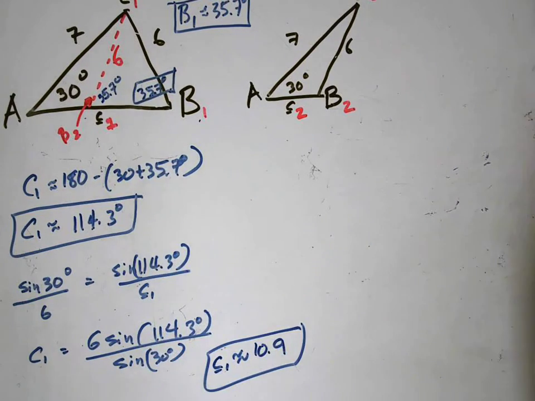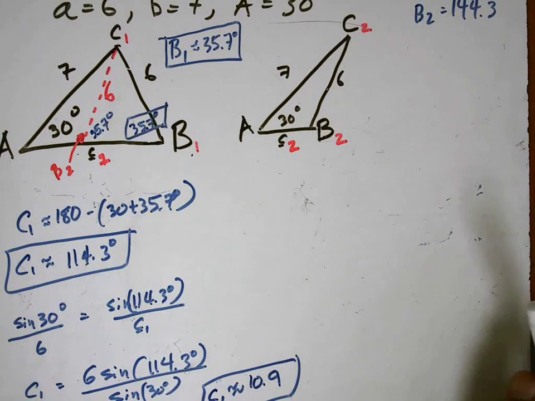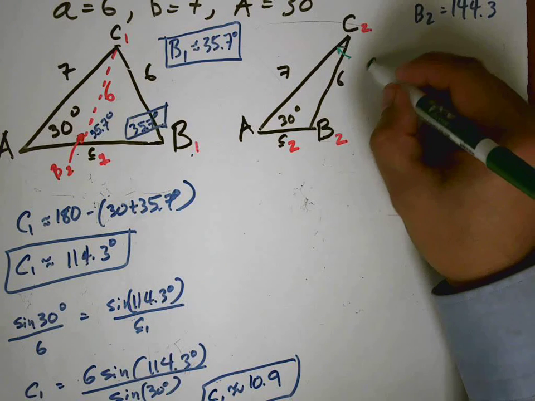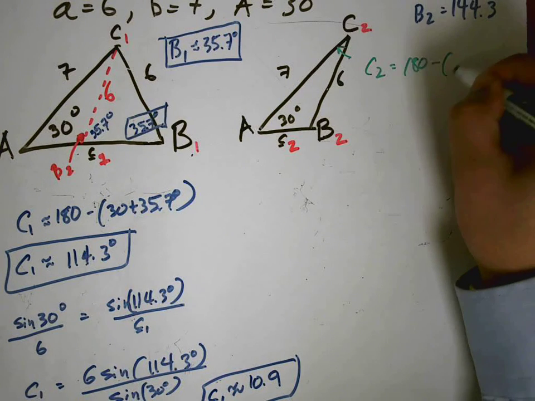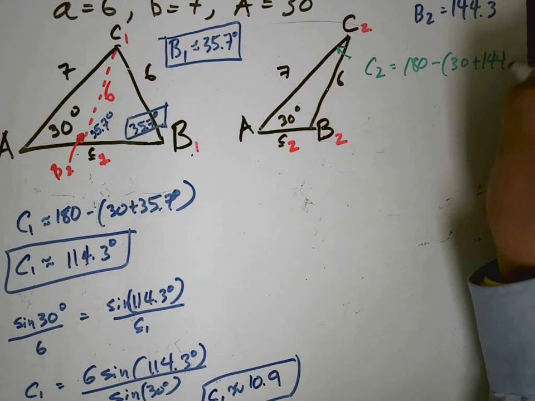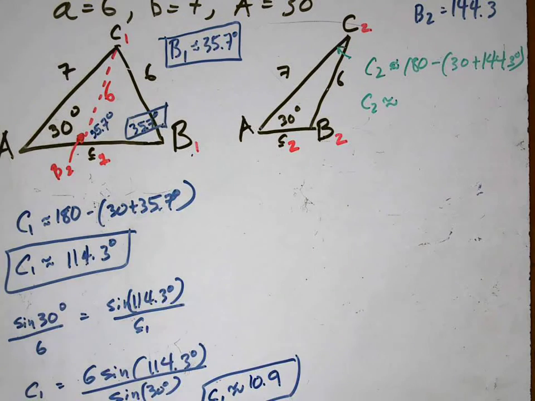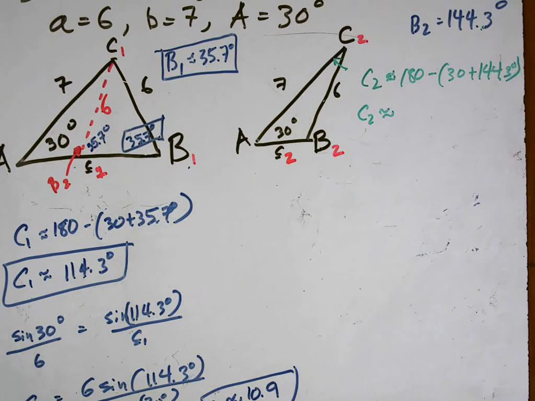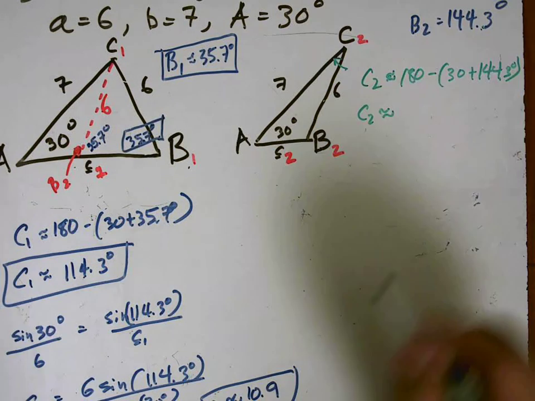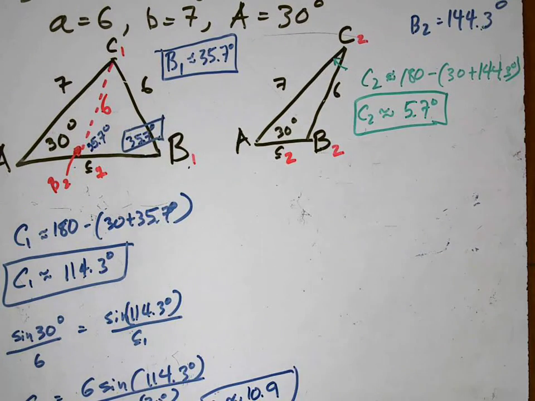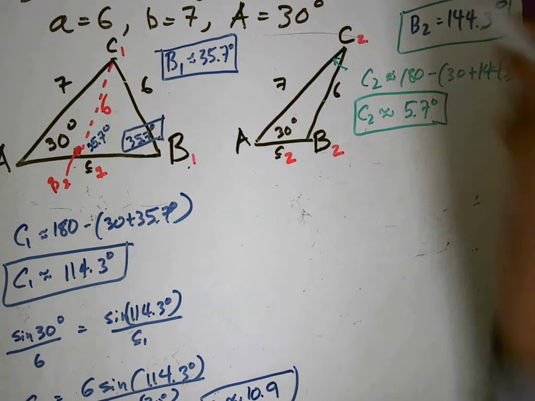Okay. Now let's go back to the other triangle here and solve for C2 and for little c2. So this angle right here, C2, is then equal to 180 minus quantity 30 plus 144.3 degrees. And that means C2, I should really use the approximate symbol here because this number, 144.3, is already an approximation. So that comes out to 5.7 degrees. And then let me box this as well so that we know this is part of the answer.